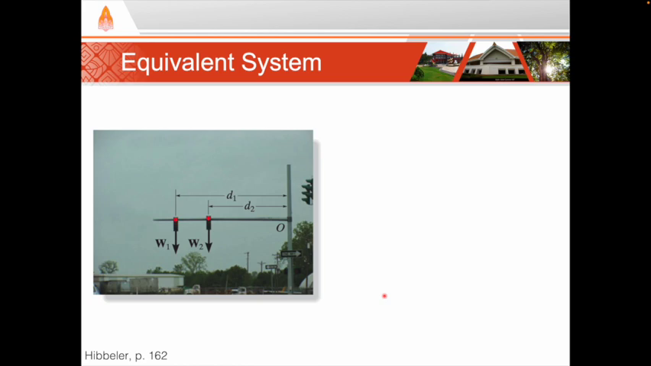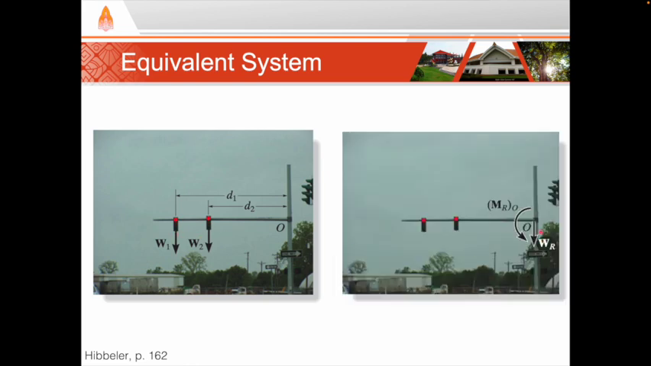So for example, these traffic lights exert a force on the pole. So if we want to find the equivalent system, first we add up the two weights, W1 and W2, to find the resultant weight, WR. Then we find the moment caused by each of the two traffic lights about the point O. So these two systems on the left and right are equivalent systems. So let's look at some examples of how to do this.